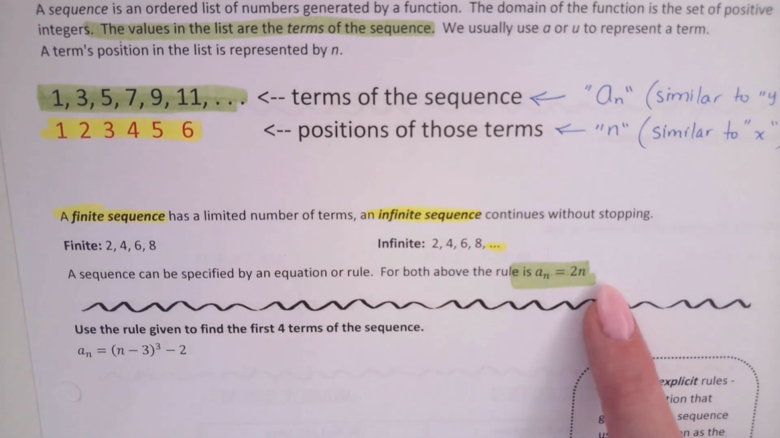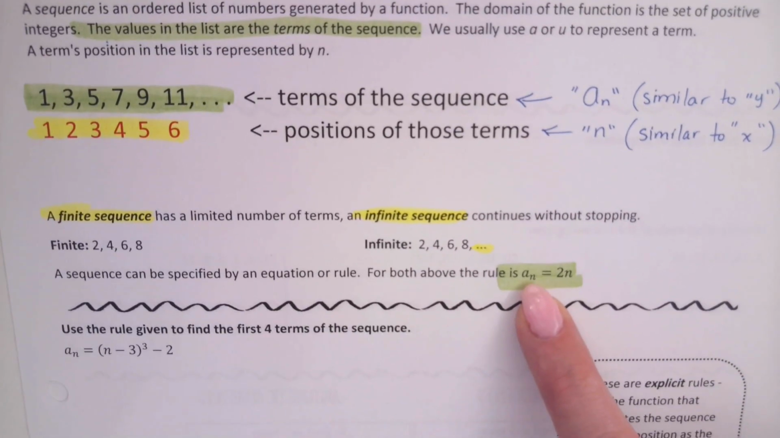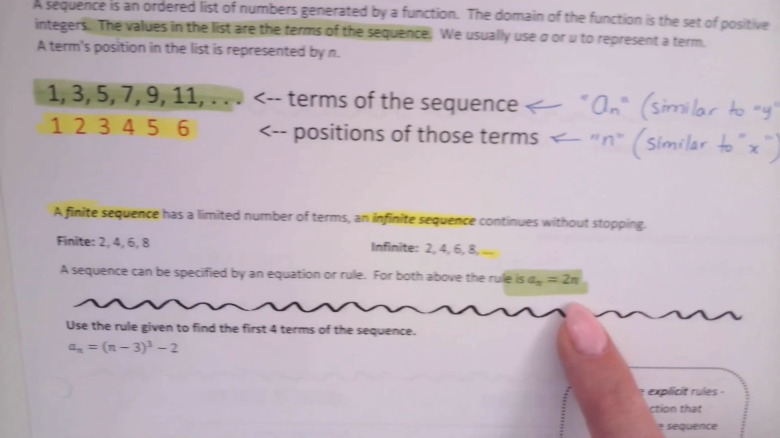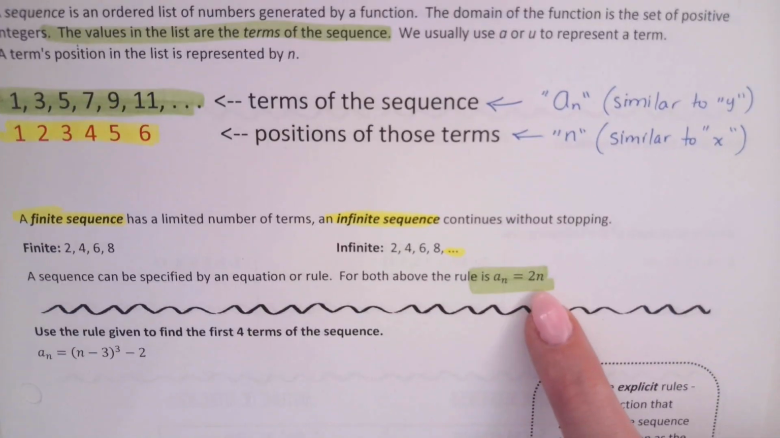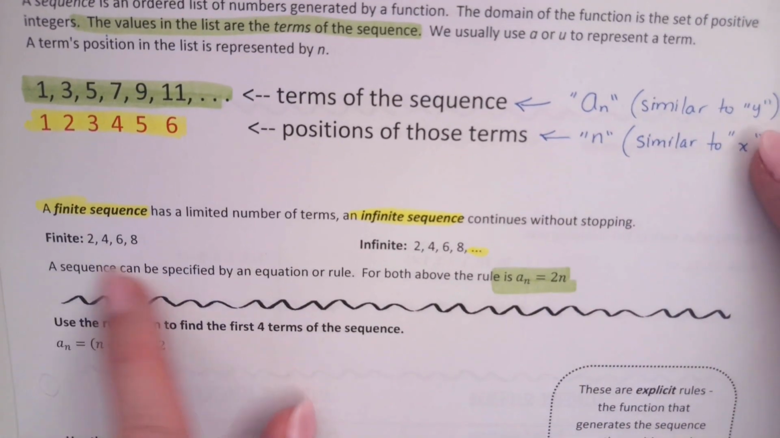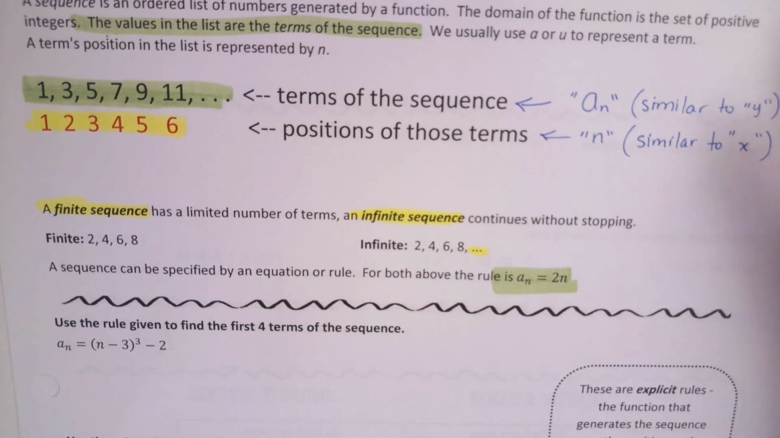Notice this is just like a little tiny linear function. For a linear function, you would probably write y equals 2x, but for sequences, they like to use a_n and n instead. So it's just 2 times the numbers placed in line. That's how we would find any more terms of a sequence.